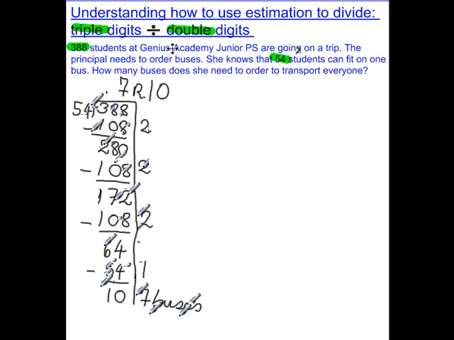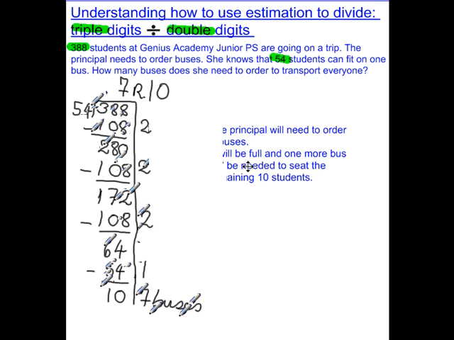Therefore, the answer to this word problem should be written like this. The principal will need to order 8 buses. 7 will be full, and 1 more bus will be needed to seat the remaining 10 students.